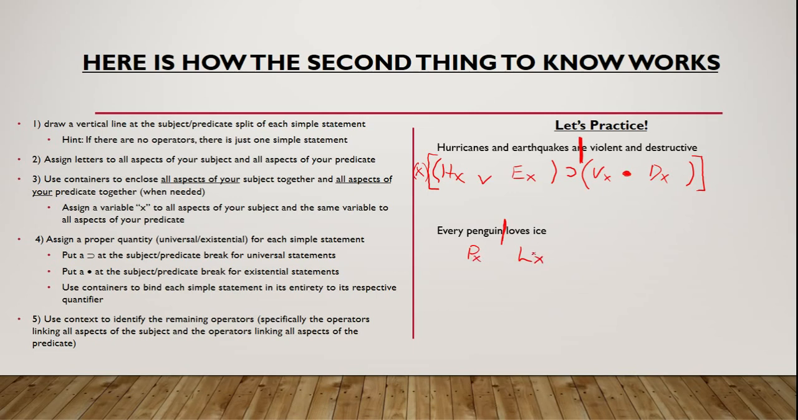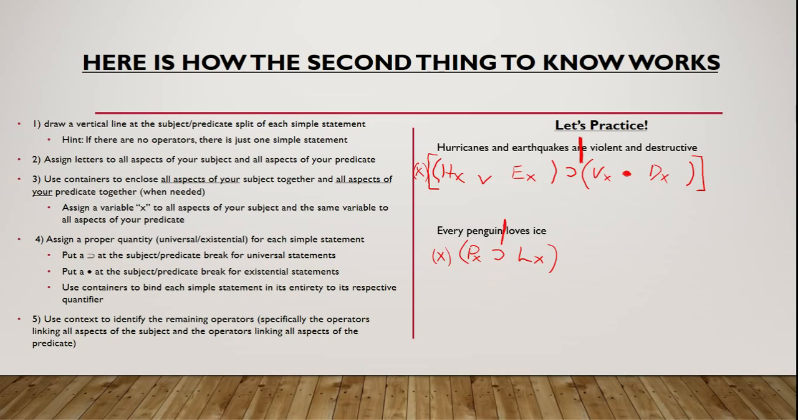Step 4, assign a proper quantity, universal or existential, for each simple statement. We're dealing with every penguin, so that's going to be an x. And then we're going to put a horseshoe at the subject predicate break for the universal statement. And we're going to use containers to bind each simple statement in its entirety to its respective quantifier. Done. We're going to enclose the Px and the Lx. And then step 5, use context to identify the remaining operators. We don't need any more operators, so we are done with this one.